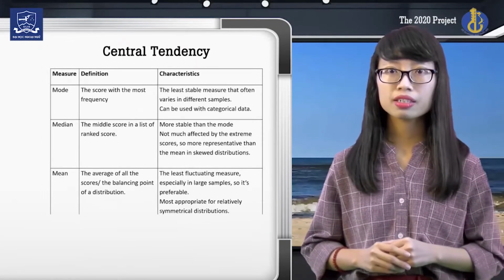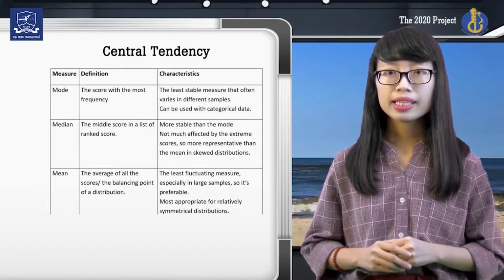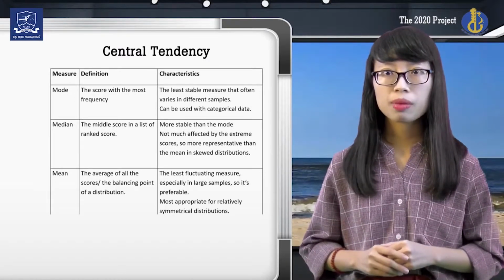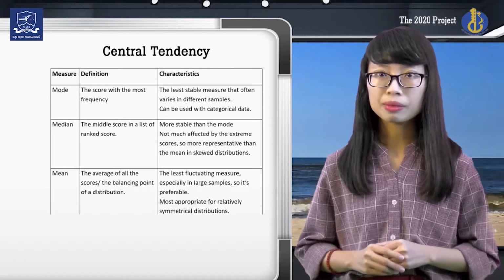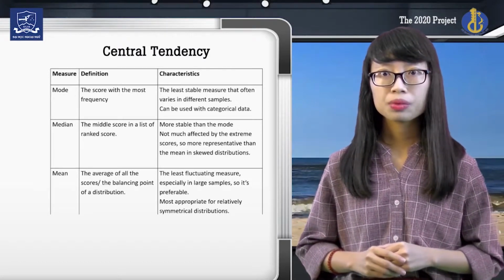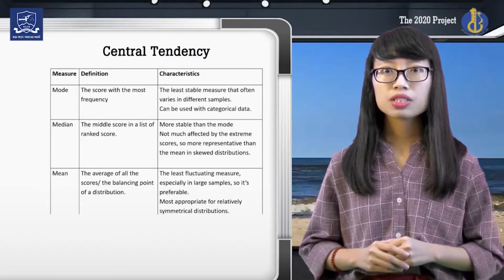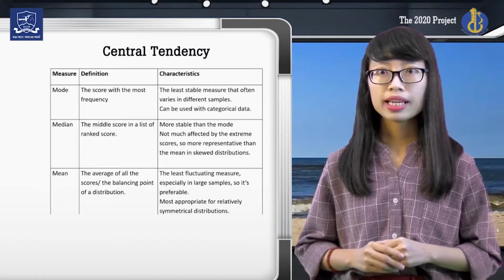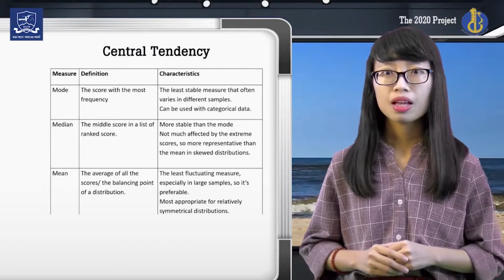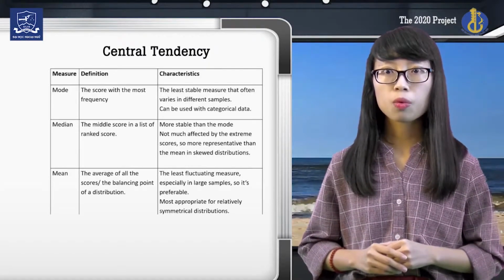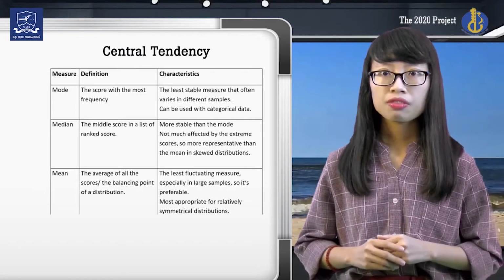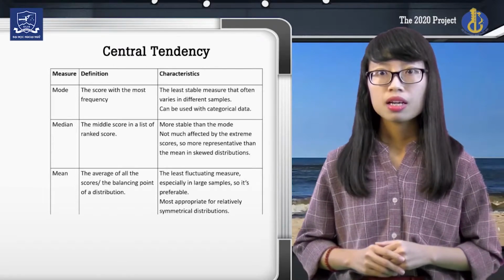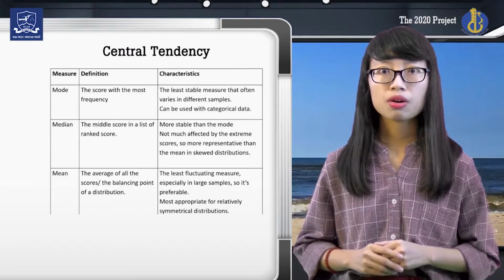Another characteristic of frequency distribution is central tendency, in which we often care most about the mean, the mode, and the median. Let's start with the mode. It is the score that occurs most often. A score set can have more than one mode. This is the least stable measure that often varies in different samples. These concepts can also be used with categorical data.